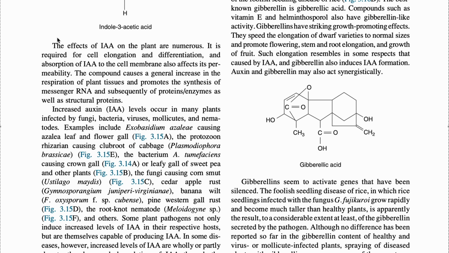We will see here the effects of IAA on the plants are numerous. Numerous means more than one. There are a number of effects of IAA on plants. What are those? It is required for cell elongation and differentiation. And absorption of IAA to the cell membrane also affects its permeability.